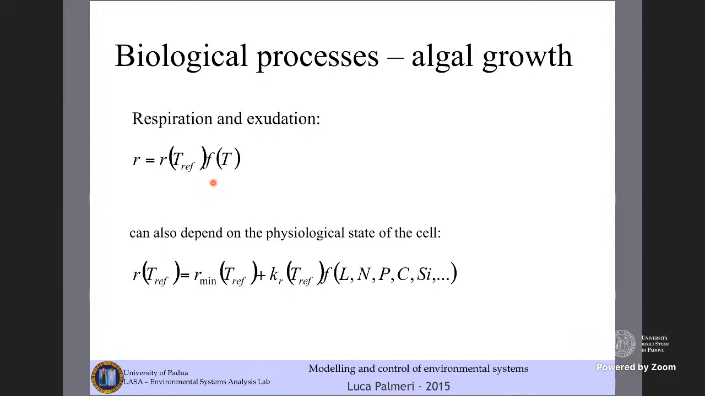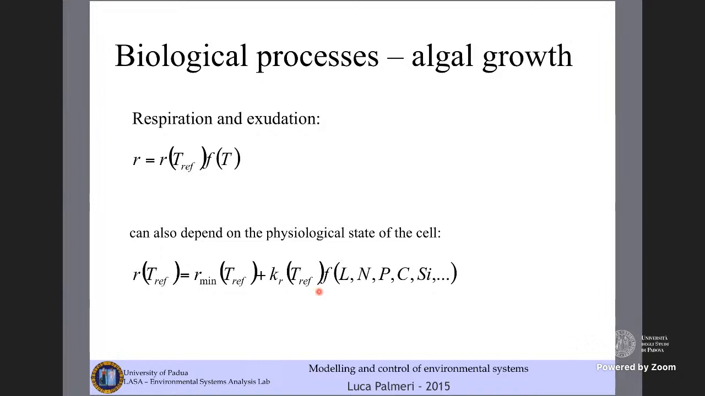We have also to notice that these quantities like respiration, exudation, mortality, and so on may depend also on the physiological state of the cell. In order to include this, we may complicate a little bit the limiting function. Instead of only including a limitation due to temperature, we may also include a more subsequent limiting function that describes the limitation from the other limiting elements like light, nutrients, nitrogen, phosphorus, carbon, or silicates, and so on.